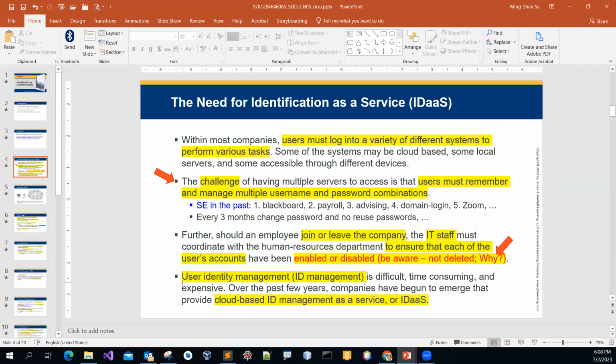All right, and then next one, user identity management, also called ID management, is difficult, time consuming, and expensive. So over the past few years, companies have begun to emerge that provide this cloud-based ID management as a service, or IDaaS. Sorry, let me repeat again. IDaaS.